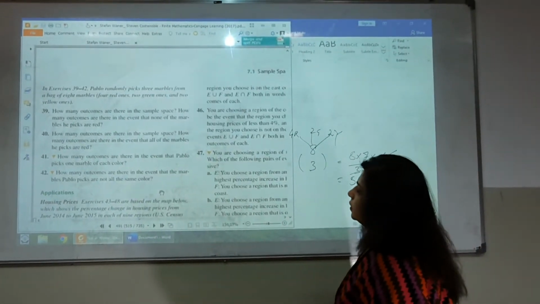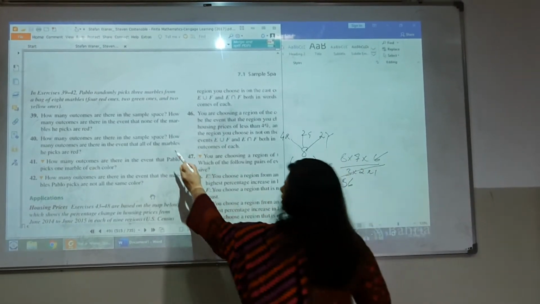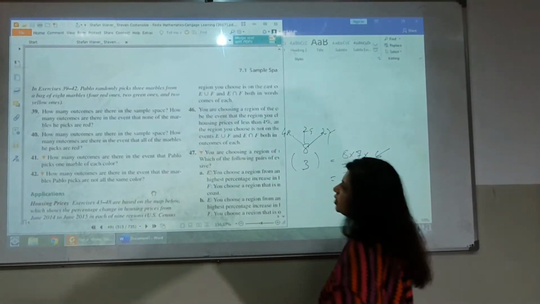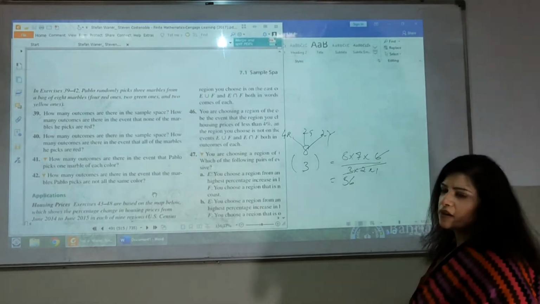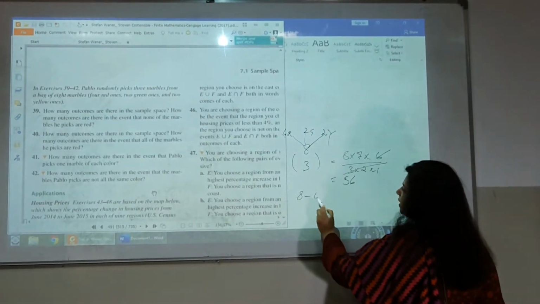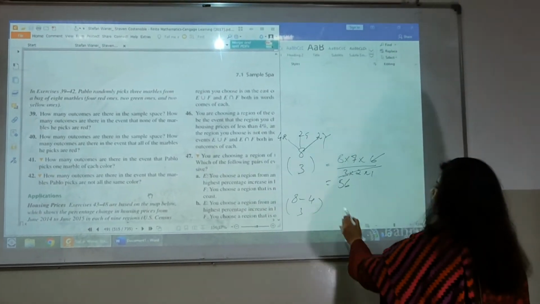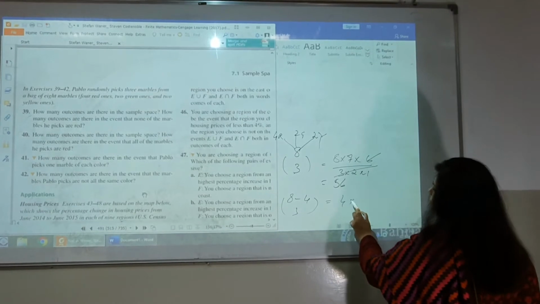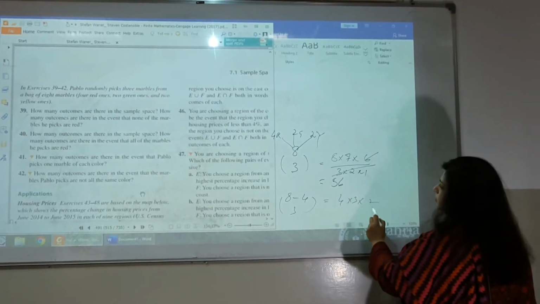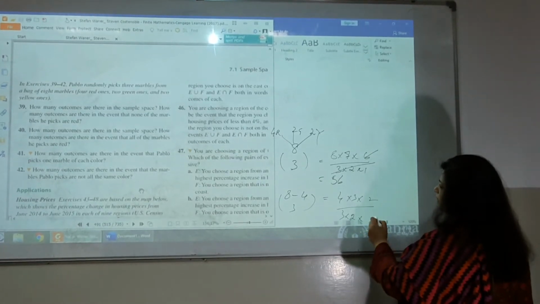Similarly, we have the second part of this in the first section, 39. How many outcomes are there in the event that none of the marbles he picks are red? Okay, so if none of the marbles he picks are red, it would be 8 minus 4, and still he's drawing 3 out of this. So in this case, it would be 4 into 3 into 2 into 3 into 2, because 1 is known to be constant.